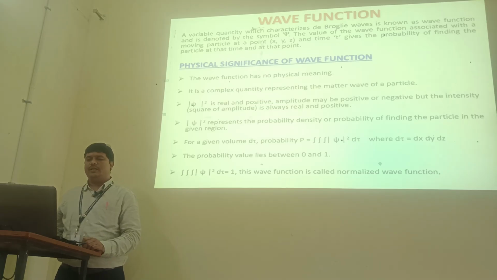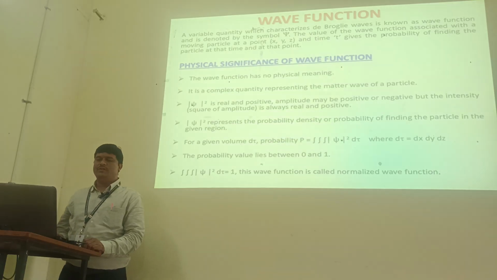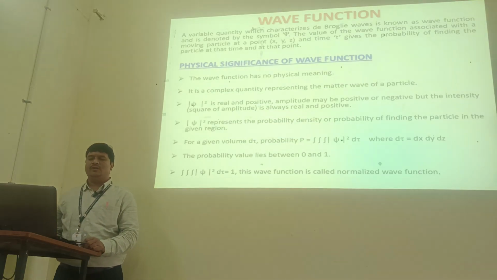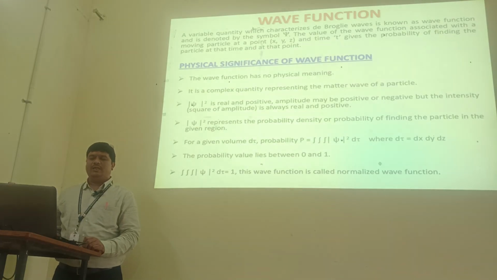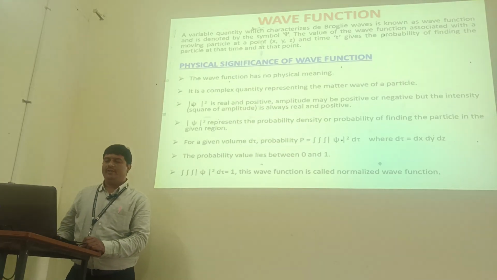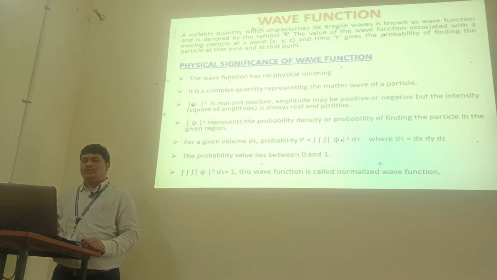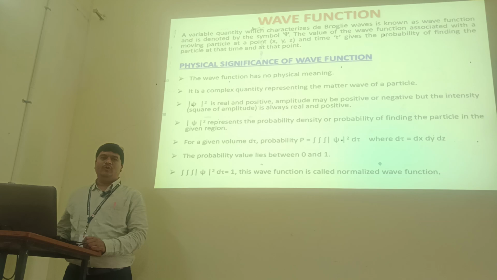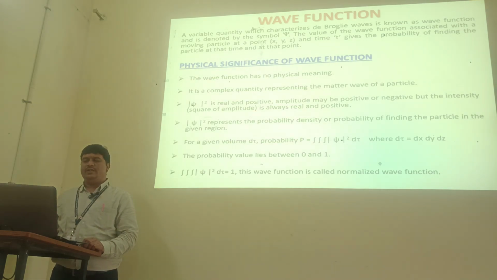Modulus of psi square is real and positive. Amplitude may be positive or negative, but the intensity is always real and positive. So, modulus of psi square represents the probability density, or the probability of finding the particle in the given region. For a given volume element d tau, probability P equal to the triple integral of modulus psi square d tau. Here d tau equal to dx dy dz.